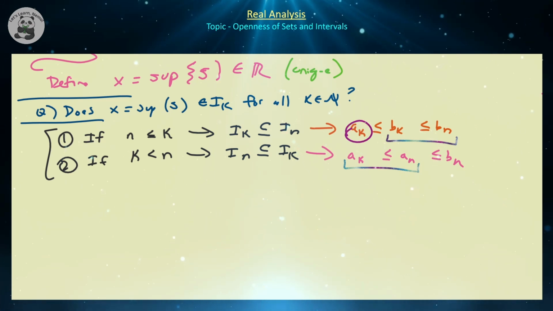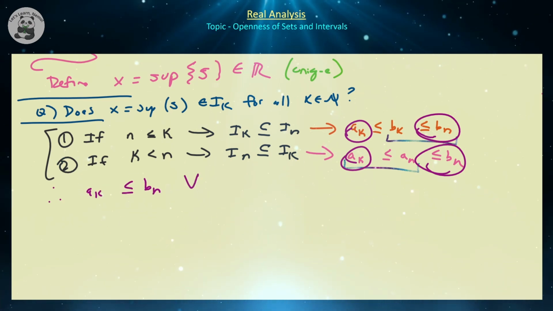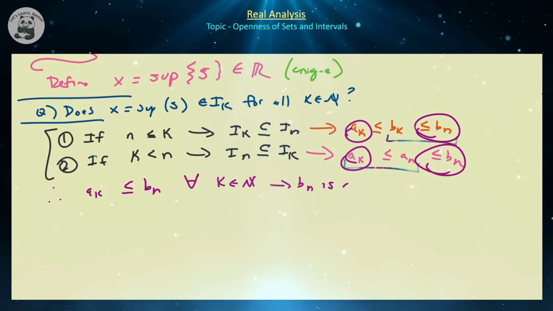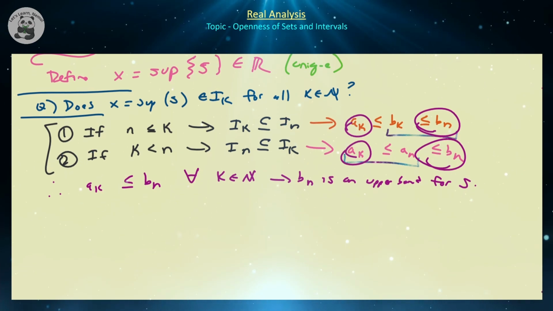So we have that A_k is less than or equal to B_n, and we also have that A_k is less than or equal to B_n in this particular case too. So we have that A_k is less than or equal to B_n for all k in the set of natural numbers, or the subset that you're working in. So if that is the case, that means B_n is an upper bound for S. And that's a lot better than what we started off with before, because originally we had just B_1 was an upper bound for S, but now we have that B_n is an upper bound for S as well.